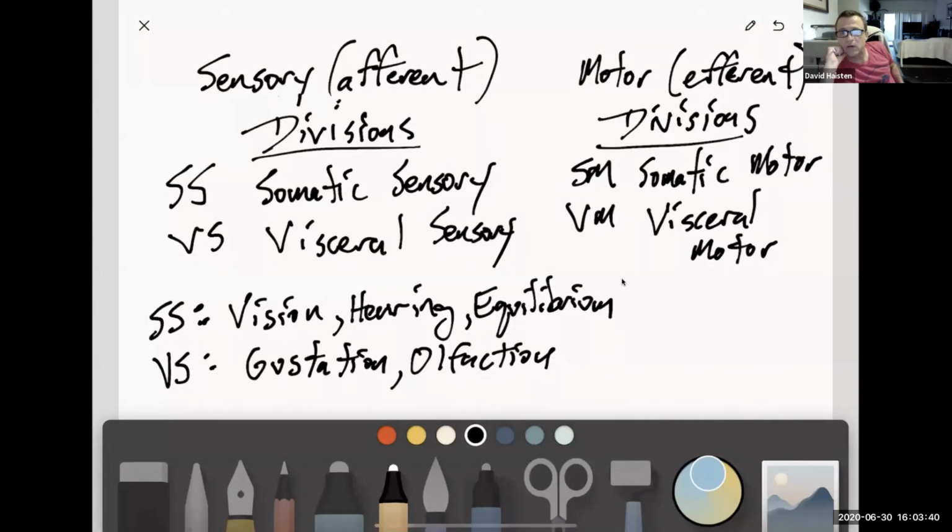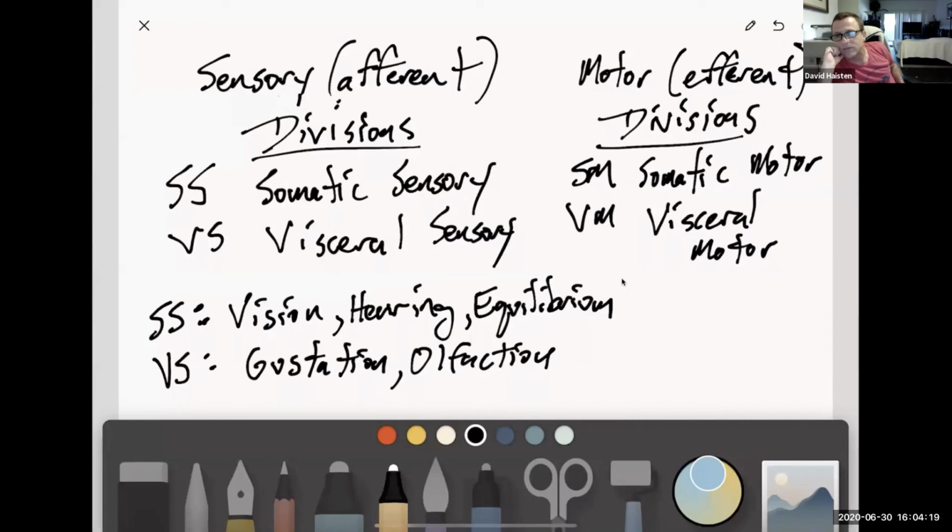Now, gustation and olfaction, these are considered VS, visceral sensory, for whatever reason. They can elicit visceral motor responses. Perhaps that's why. Such as gustation and olfaction can elicit nausea. You walk into a room and the familiar smell of a rat rotting in the wall blasts your nostrils. And you immediately start to get nauseous because you're programmed, like Pavlov's dogs that salivate whenever they heard a bell. You smell carrion, you want to vomit.